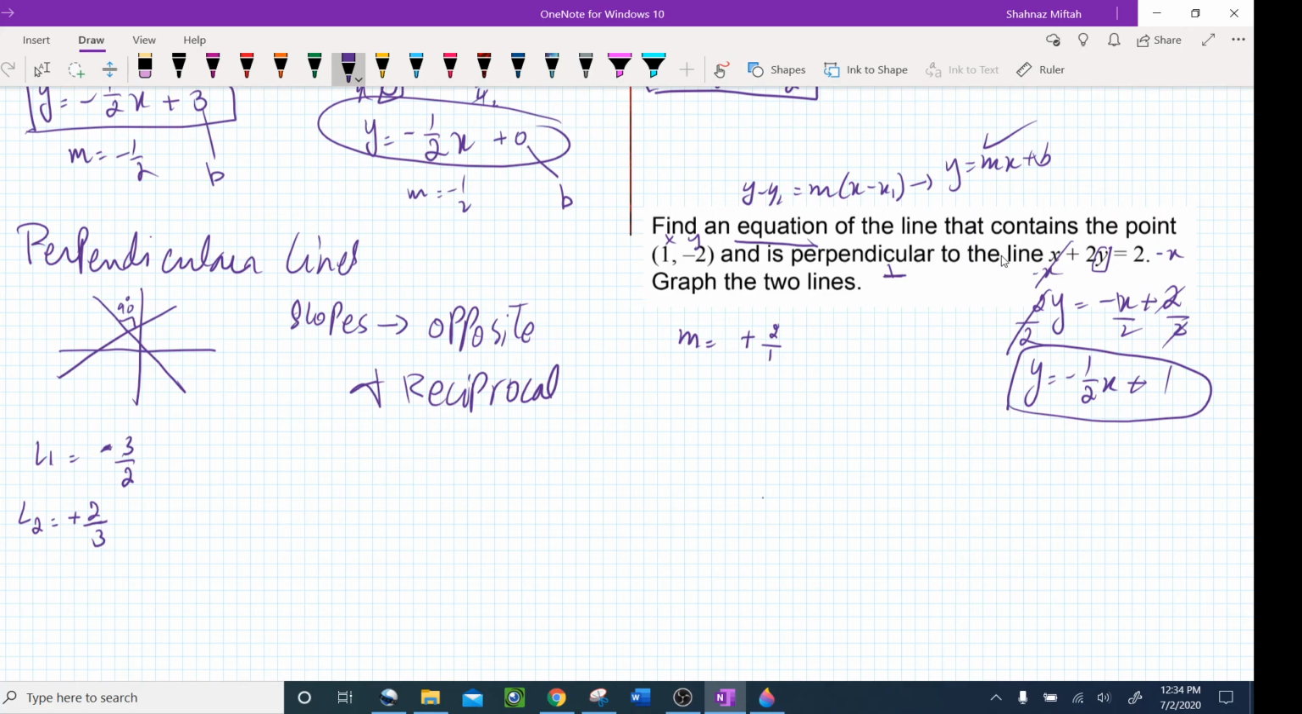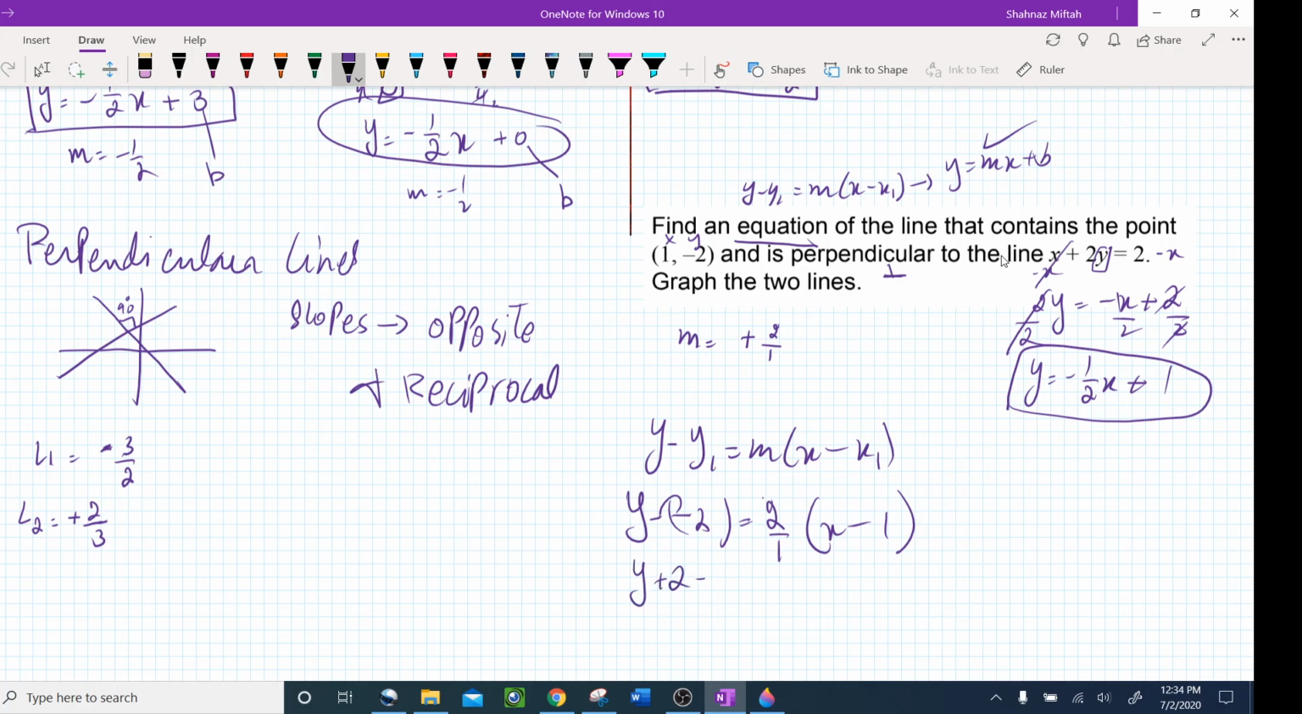So we already have a point, so let's use y minus y1 equals m times x minus x1, and plug in. What is y? -2. Okay, equals the slope 2/1, x minus x1 is 1. Change this, y plus 2. You can write this as a 2, right? It doesn't mean that it's wrong. You distribute that. So 2 times x is 2x. 2 times -1 is -2.